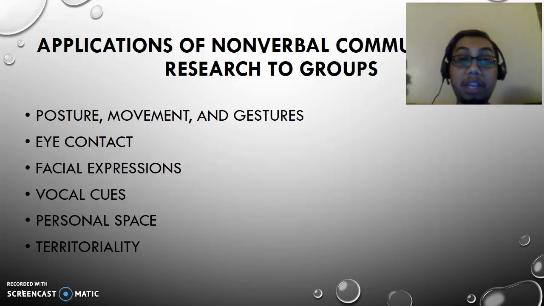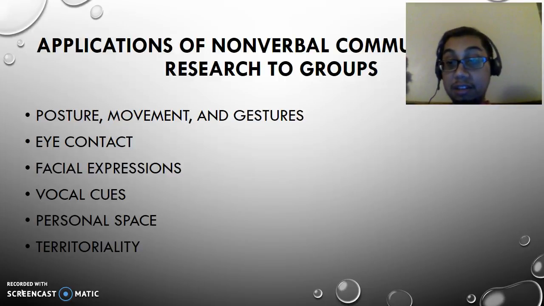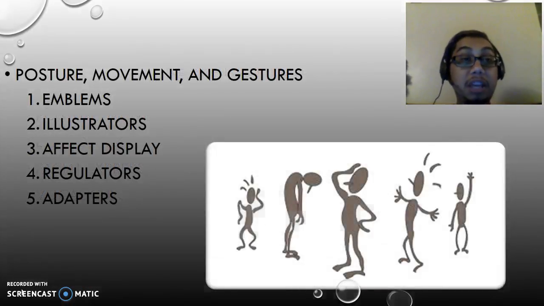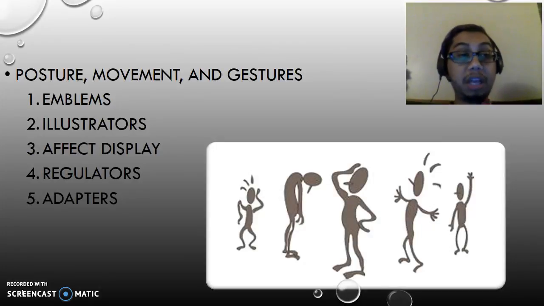Applications of nonverbal communication research to groups. So the next few slides are going to cover posture, movement, and gestures, eye contact, facial expressions, vocal cues, personal space, and territoriality. Now we begin with posture, movement, and gestures, and that involves emblems, illustrators, affect display, regulators, and adapters.